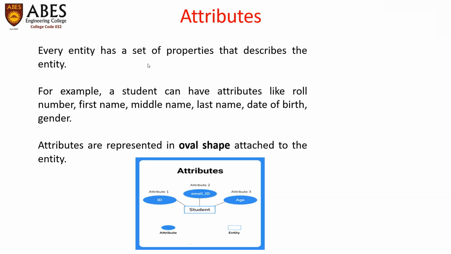In the ER diagram, we represent attributes with the help of an oval. As you can see in the diagram over here, we have student, this is an entity, and we have attributes like I've taken over here ID, then email ID and age. These are the three attributes of the student that I have taken over here. And attributes are the properties that an entity has.